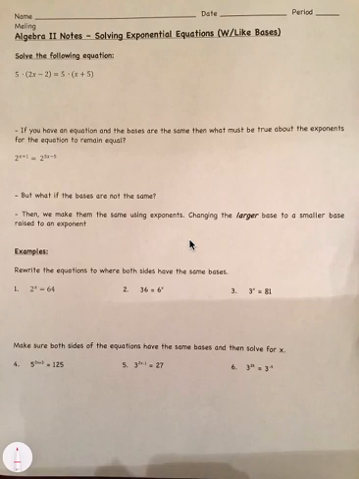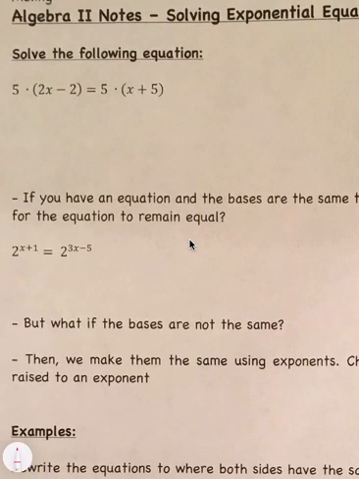All right, our lesson is involving exponentials. So we're going to solve exponential equations with like bases today. Just as a warm-up type of problem, I want you to look at 5 times 2x minus 2 equals 5 times x plus 5. How would you normally solve this?